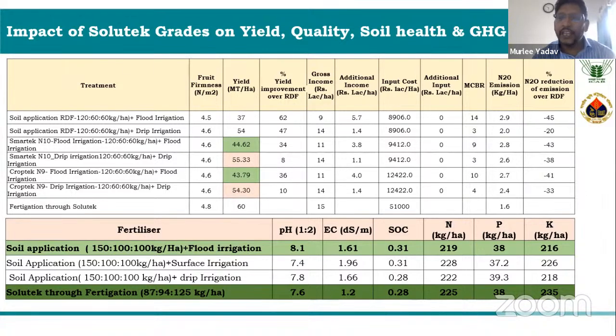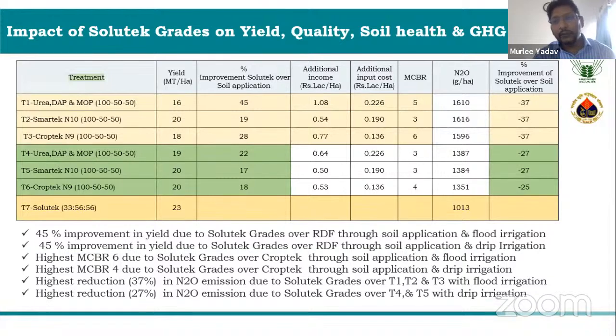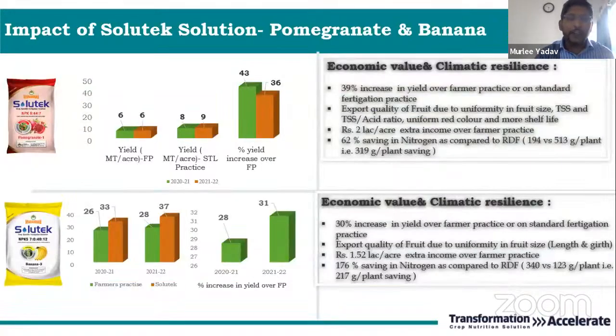And this we have tested in IARI on tomato as well as onion. You can say in case of onion, minus 37%, means 37% reduction of nitrous oxide emission. And if you go by yield level, 45% yield improvement is happening. So same way we have evaluated pomegranate and banana. And pomegranate we have tested in NRC Pomegranate Solapur. 56% yield improvement is happening. Of course, there is 67% reduction in nitrogen against the RDF. Same way banana.